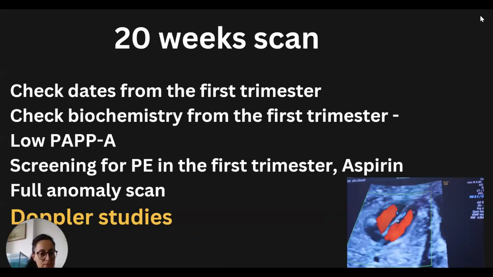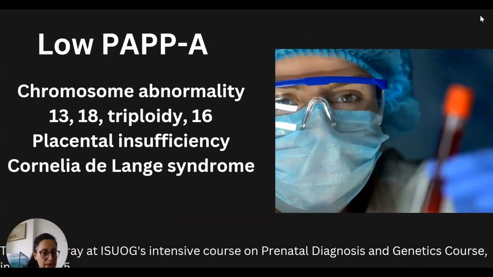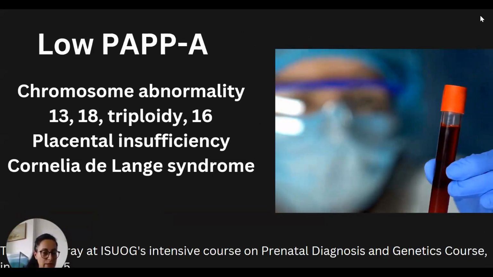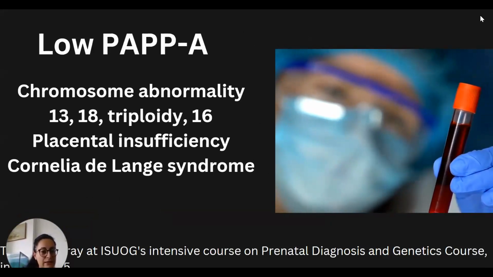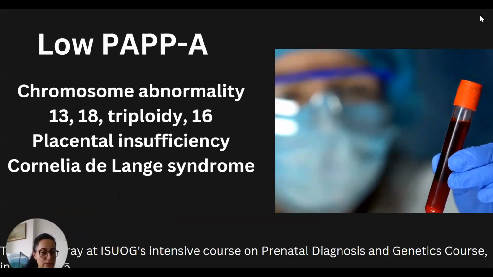We have to check the dates from the first trimester, check the biochemistry from the first trimester. Low PAPP-A is associated with smallness, screening for preeclampsia in the first trimester if the patient was on aspirin, to perform the full anomaly scan, and of course the Doppler studies. Low PAPP-A is associated with chromosomal abnormality, trisomy 13, 18, triploidy, and trisomy 16, placental insufficiency, and Cornelia de Lange syndrome.